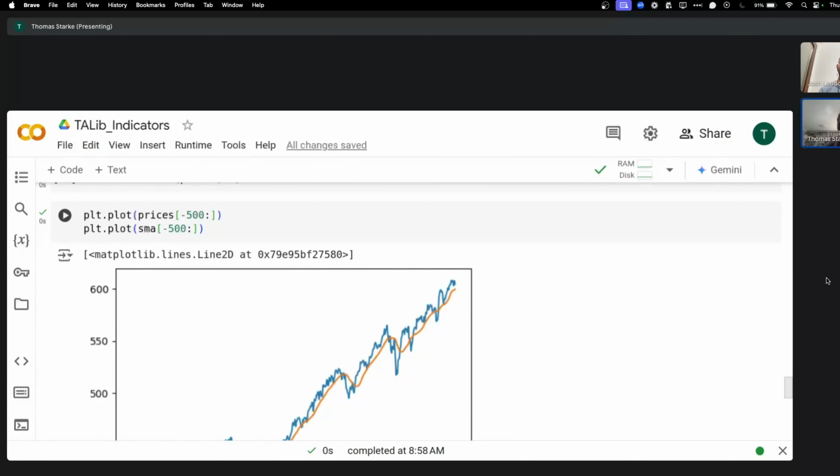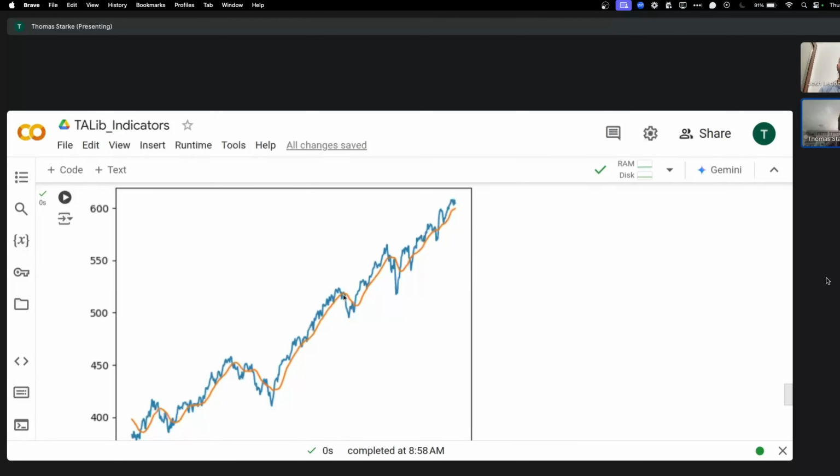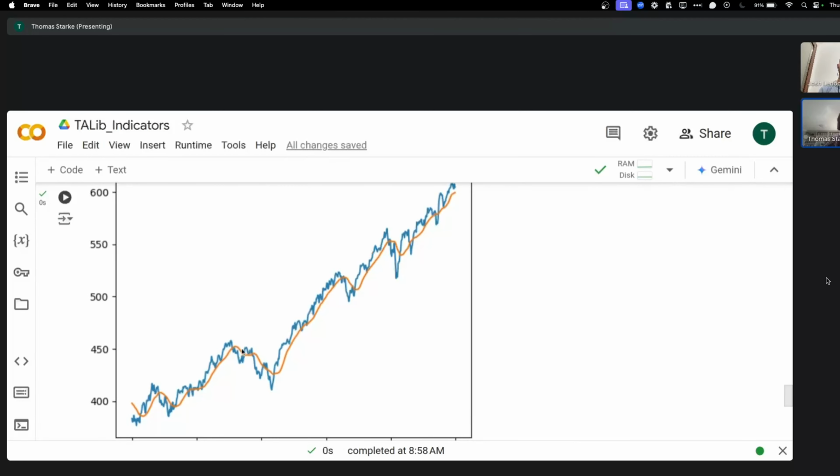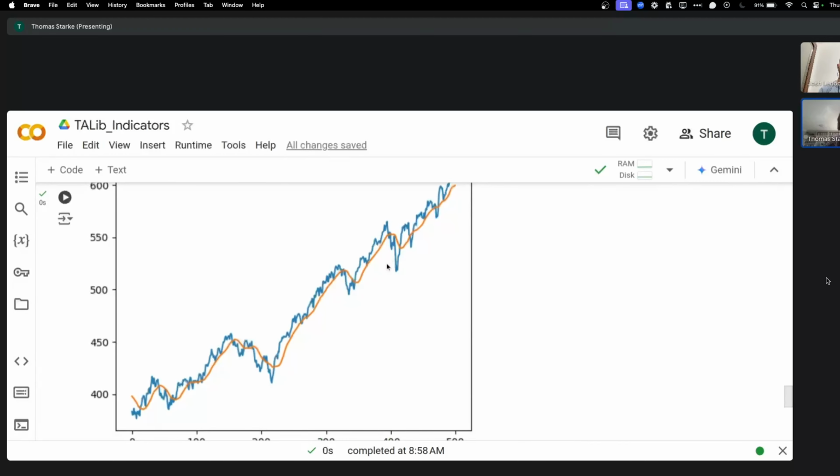Basically, a simple moving average is an interesting signal because, as you can see, if we are in an upward trending market, we often have the prices above the simple moving average. And if the market trends downwards, our prices are below the moving average. And so we could, for example, imagine a trading strategy where we go, okay, as long as we're above the moving average, we're in a long position. And when we get below the moving average, we're in a short position.